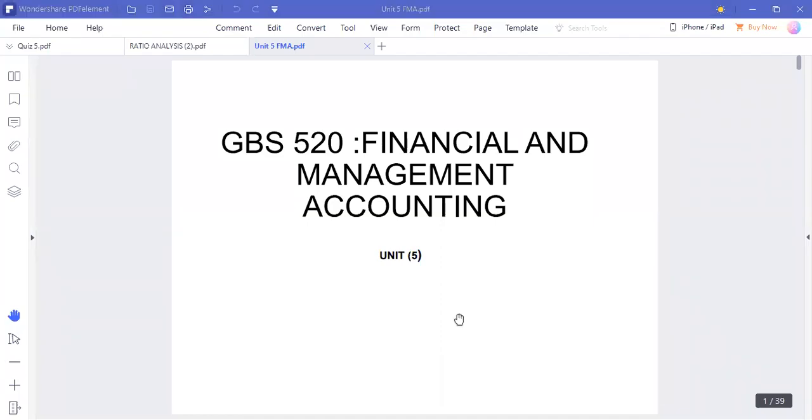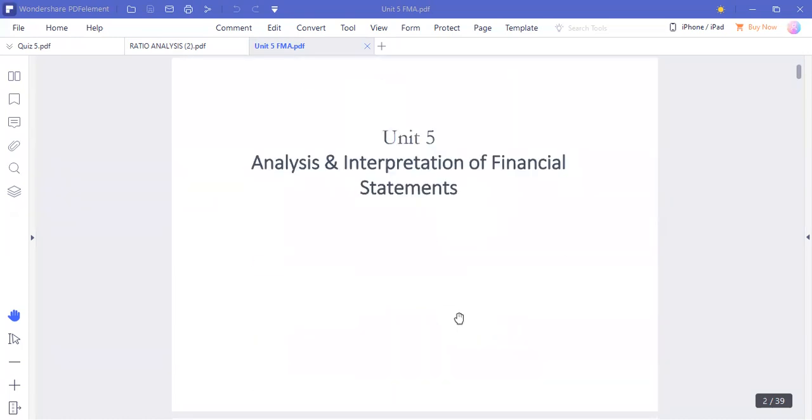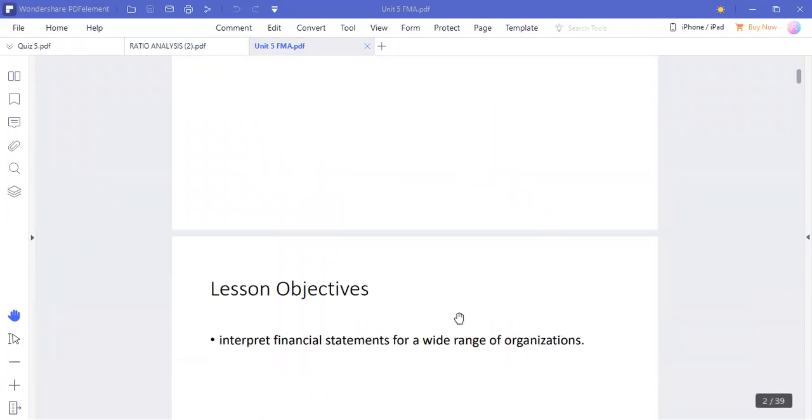Today we'll look at Unit 5, which talks about financial ratios or interpretation of the financial statements. In the previous class, we looked at the financial statements, how to come up with an income statement and how to come up with a balance sheet. Now, having understood those two, we come to another important topic, which looks at what? Interpretation and analysis of the financial statements.